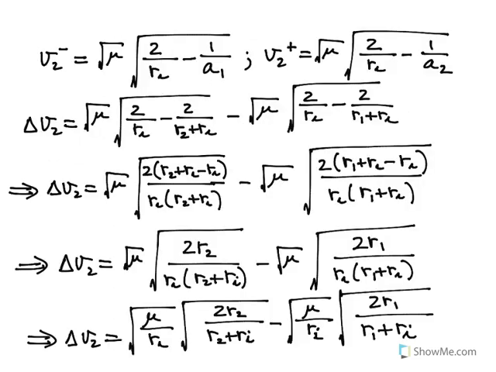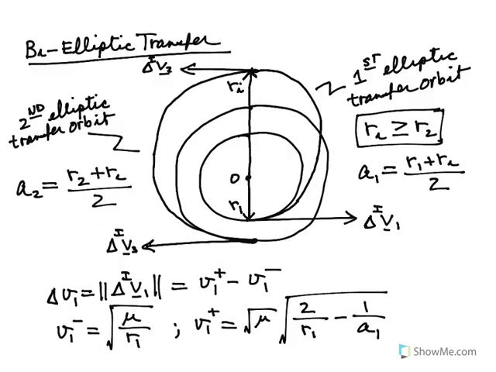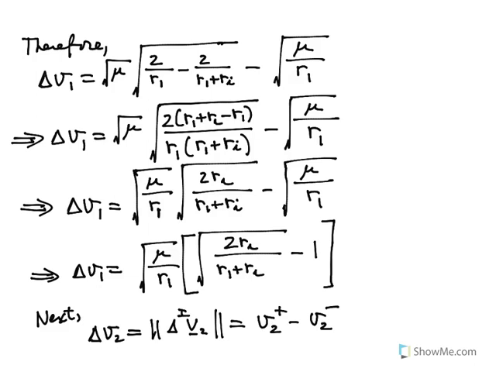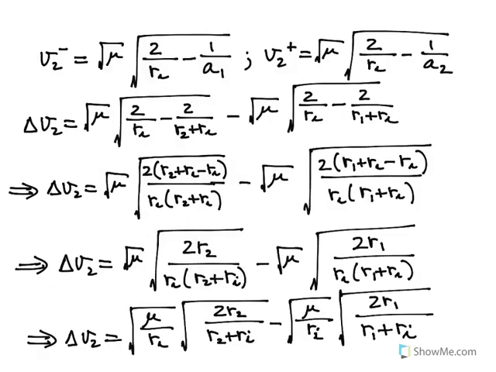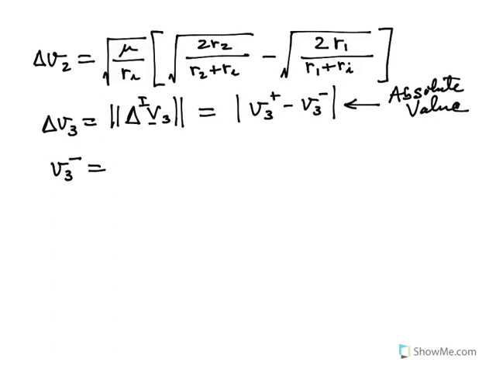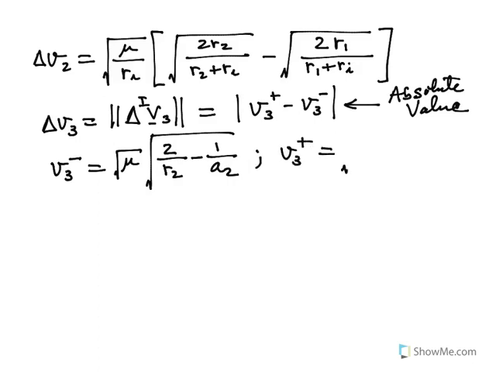Well, V3 minus, if we go back and look at the diagram again, I should always refer to this diagram because it's useful. It's applied a distance R2 away from the focus, and it's also on the second transfer orbit. So we know that V3 minus is going to equal the square root of mu times the square root of 2 over R2 minus 1 over A2, because we're on the second transfer ellipse. And V3 plus is equal to the square root of mu over R2.